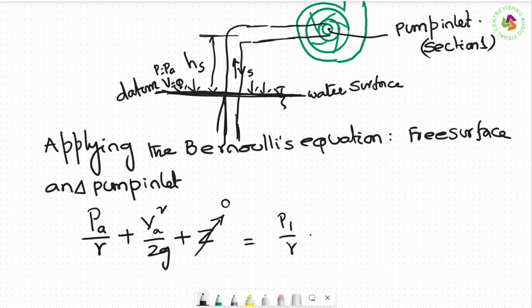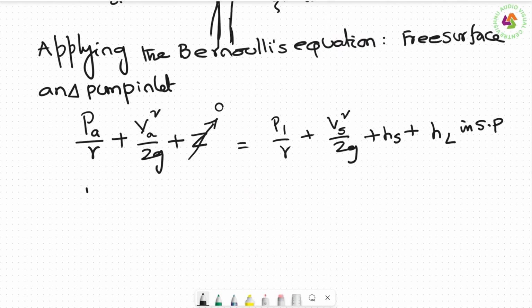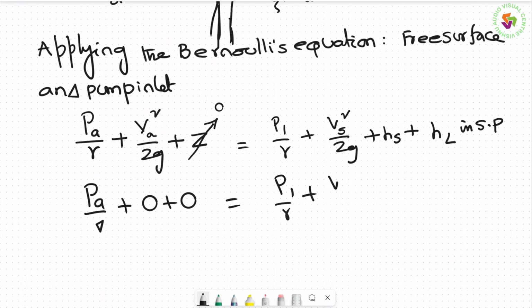So if I take it, what is here? It is P1 by gamma, plus Vs squared by 2g, plus the datum, which is Hs, plus what is the loss? The head loss in the suction pipe. So therefore I can write Pa by gamma plus 0 plus 0 is equal to P1 by gamma plus Vs squared by 2g plus Hs plus Hfs, because the loss is nothing but the friction loss.